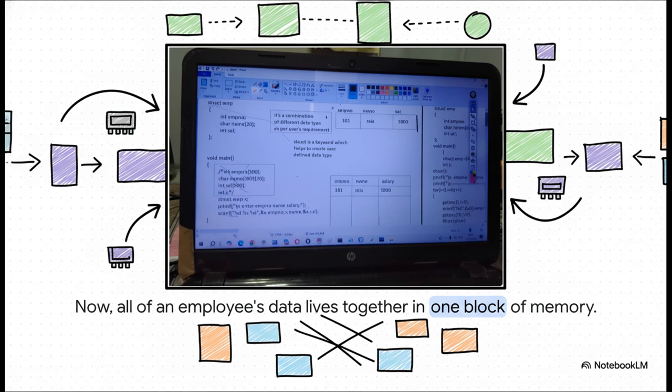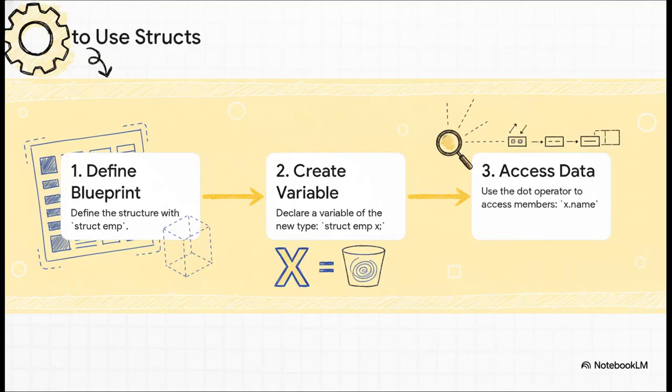And here's why that's so important. Because we created this blueprint, all the data for one employee, their number, name, and salary, is now sitting together in one continuous block in the computer's memory. No more jumping around. It's clean, it's efficient, and it just makes sense. So how do you actually use one? Well, it's a pretty simple 3-step process. First, you define that blueprint, just like we saw. Second, you declare a variable of that new type. Just like you'd say int i, you say struct emp x. And third, you get to the individual pieces of data inside it using a simple dot.